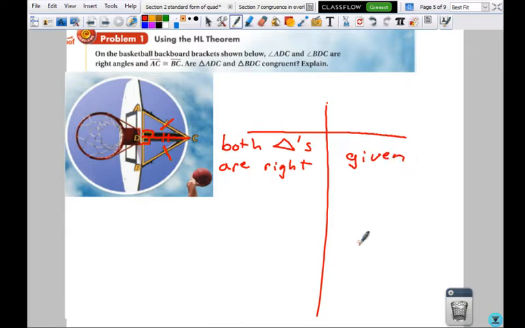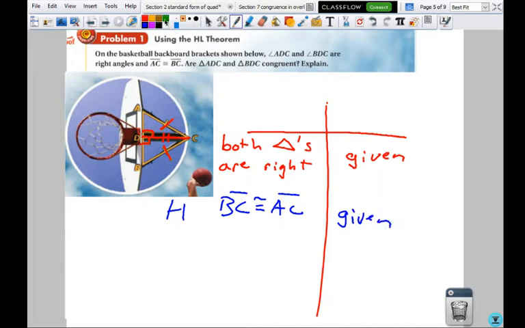Chloe, what am I going to show next? That BC and AC are congruent. So those are my hypotenuses. So BC is congruent to AC, because it's given.